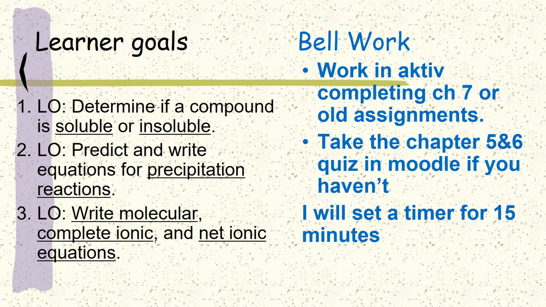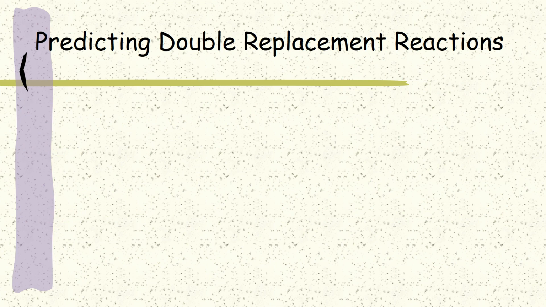All right. So, today we're going to be looking at double replacement reactions. We're predicting those products. We're going to also see how to determine if something is soluble or insoluble. We are not going to get to the net ionic and complete ionic equations today. That will be tomorrow.